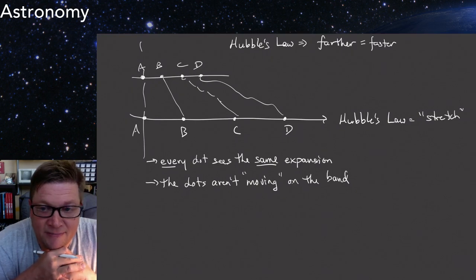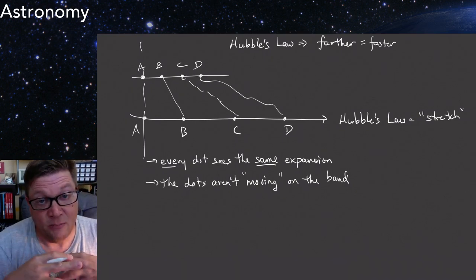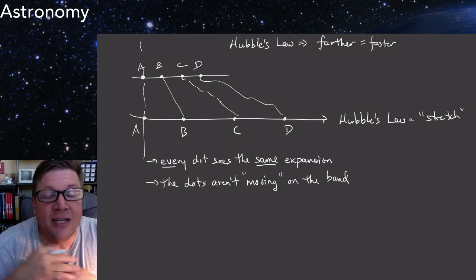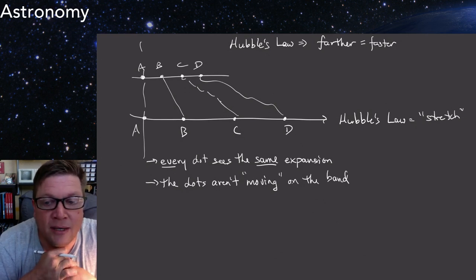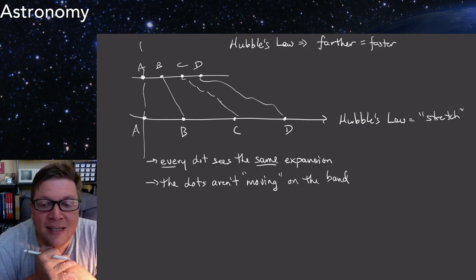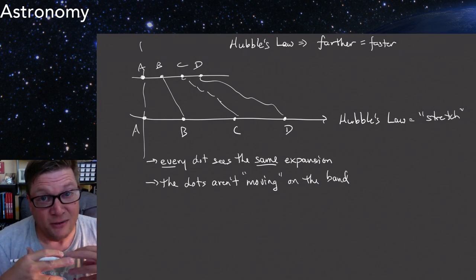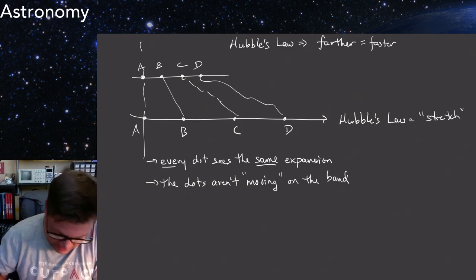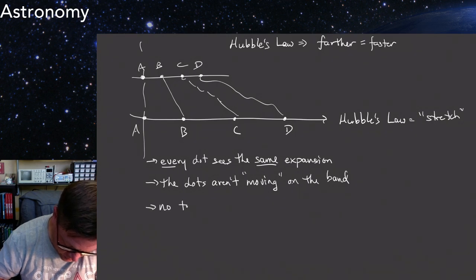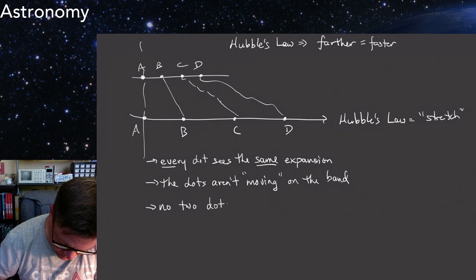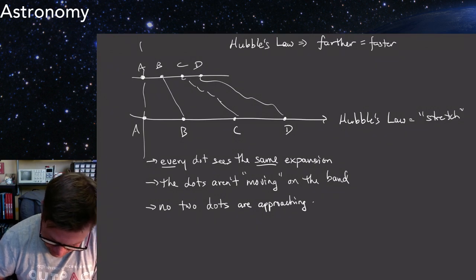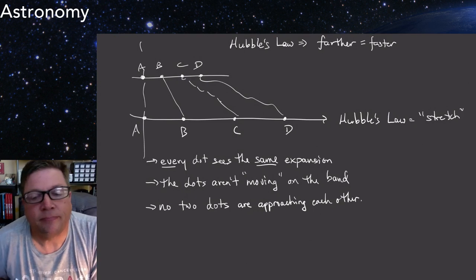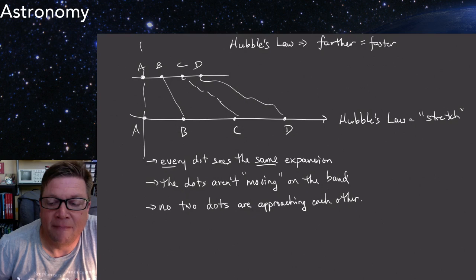So what we say is that the galaxies are being carried along by the expansion of space itself. Now you have to imagine that space is like a stretchy fabric, which apparently it is, according to Einstein. And so galaxies are carried along by the expansion of space itself. So the dots aren't moving on the band, but they're being carried by the expansion. Very cool. And this kind of goes along with the first one: no two dots are approaching each other. Every dot is moving away from every other.